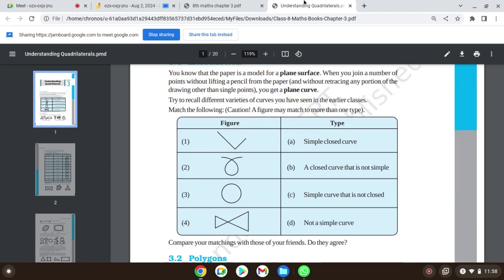So here are a few figures. Which type of figures do we have? This is the open curve, closed figure, simple closed curve, and the difficult one. Okay. Now we have the polygons.